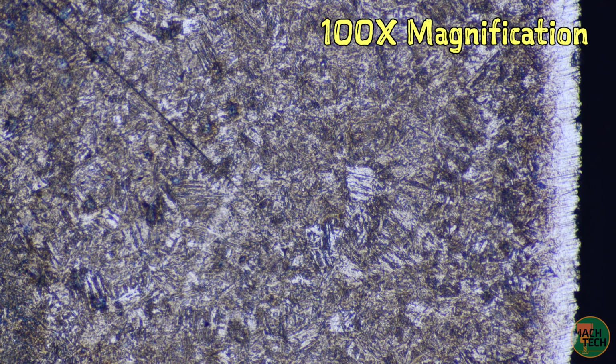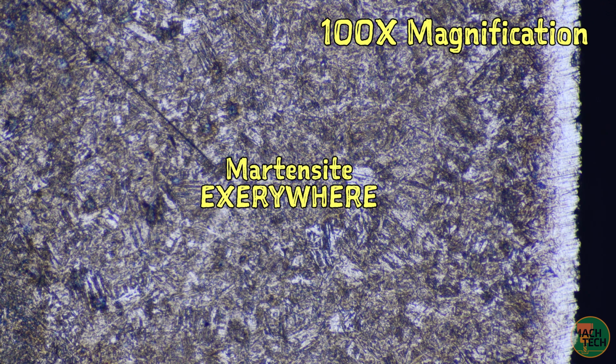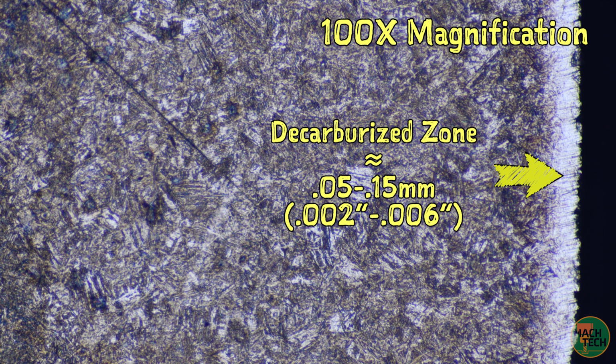Okay, now this is the same sample after it's been heated and quenched. Quite a different structure. There's martensite everywhere. You can see the familiar needle-like shards. This is a higher magnification than the previous image, by the way. One thing that's worth mentioning is that the edge of the sample is now completely white, up to maybe 0.1 millimeter or 4 thousandths of an inch from the edge. This is the decarburized zone.